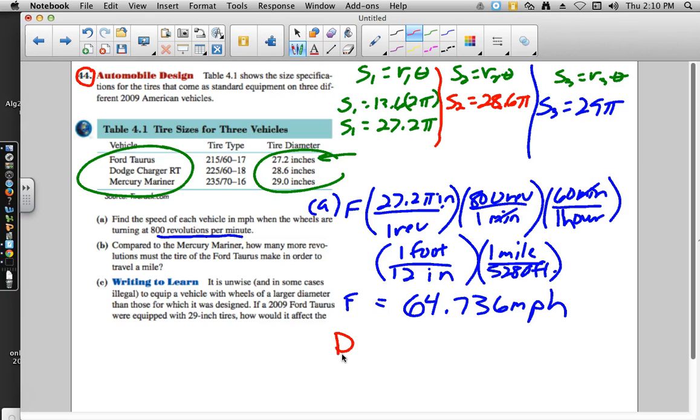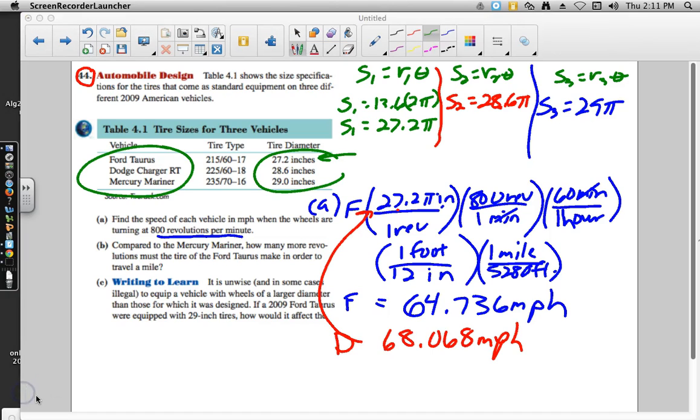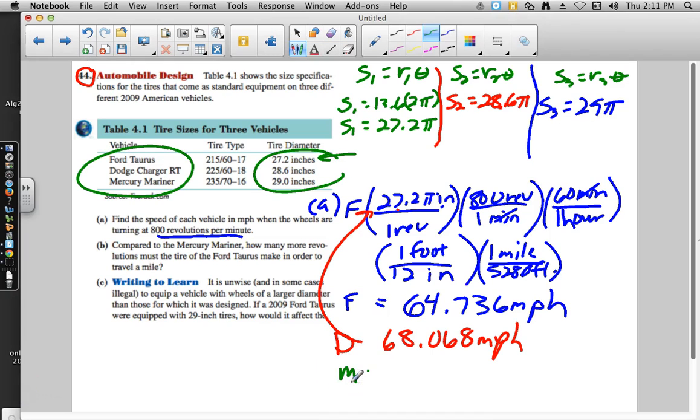Now, the only thing that changes when we do the Dodge and the Mercury is this number right here. So I'm not going to rewrite the whole thing. All you would do for the Dodge is change the 27.2 to 28.6 pi. And you would redo your calculations with that in your numerator. And that would come out to be, for that Dodge Charger, 68.068 miles per hour. For the Mercury Mariner, we would go through the same process again.